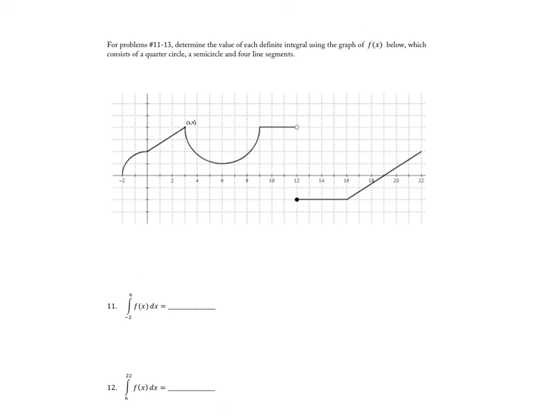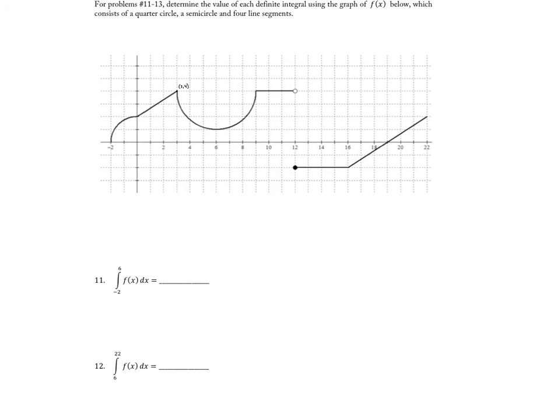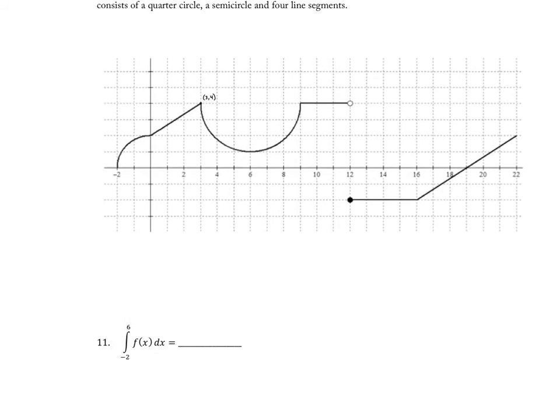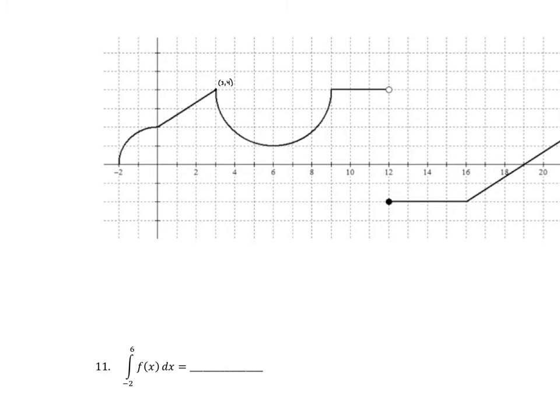Okay, so determine the value of each definite integral using the graph of f of x below, which consists of a quarter circle. So here's a quarter circle, a semicircle, and then 4 line segments. So first one. We want just the integral of this function from -2 to 6. Okay, so that means we want to find -2 to 6, this area here. This area down there.